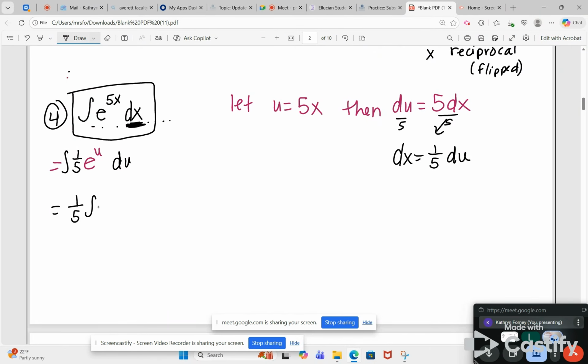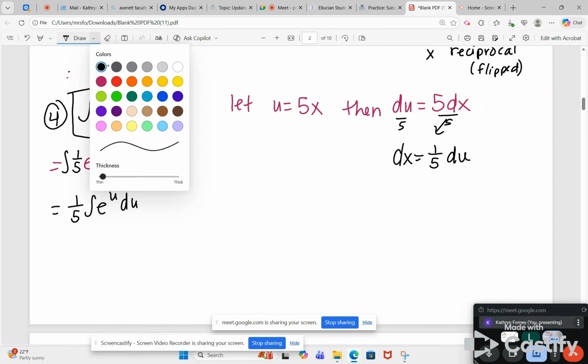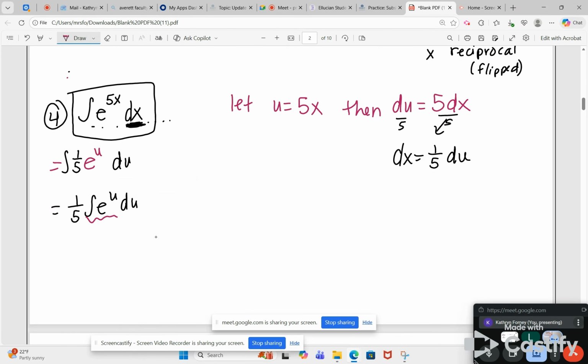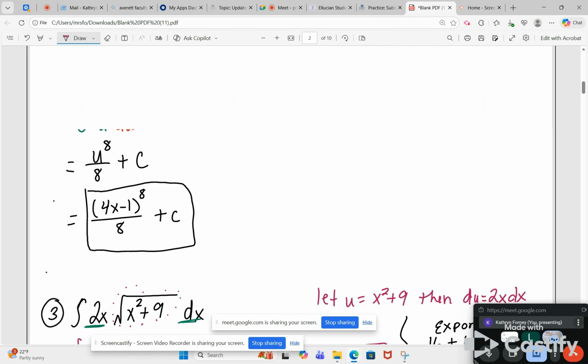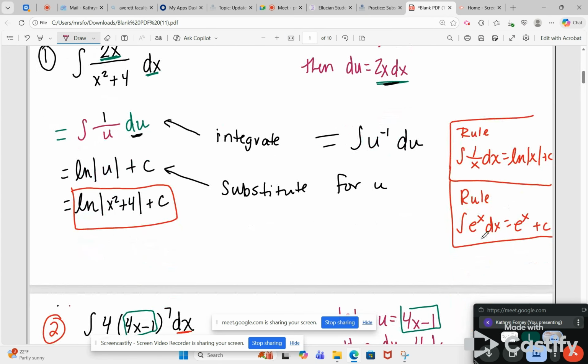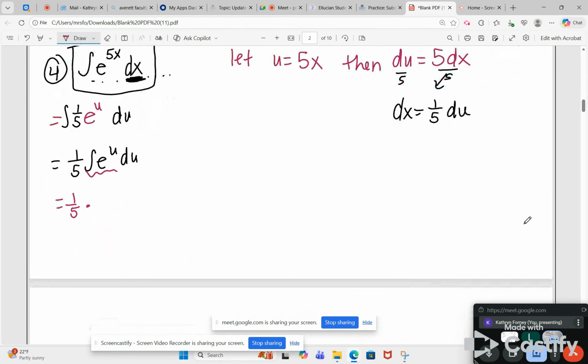From there, I want to be able to take the antiderivative of e to the u. And we said earlier in that rule I wrote down, the antiderivative of e to the u is e to the u. So that's going to be e to the u plus c. And so at this point, I just replace my u with the 5x.